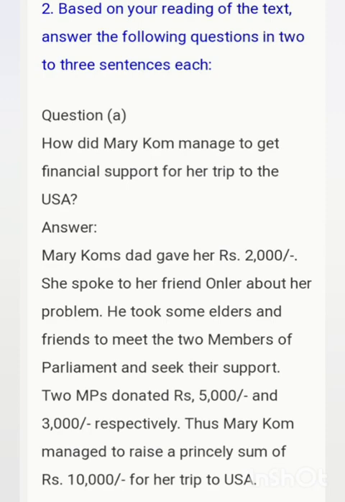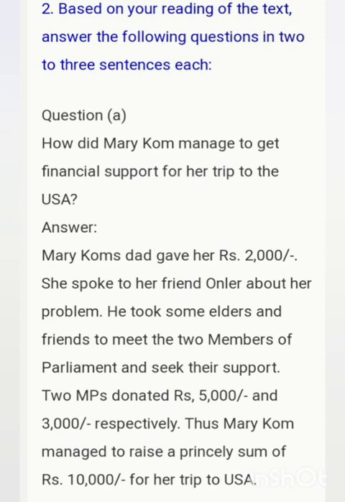Mary Kom's dad gave her rupees 2000. She spoke to her friend Onler about her problem. He took some elders and friends to meet the 2 members of parliament and seek their support. The 2 MPs donated rupees 5000 and 3000 respectively. Thus, Mary Kom managed to raise a princely sum of rupees 10,000 for her trip to USA.